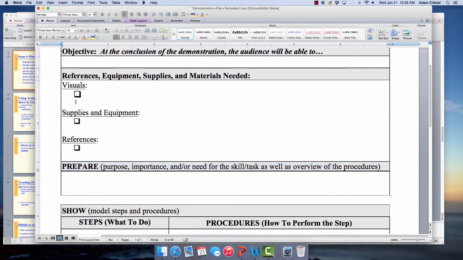While we're here, I want to talk about visuals, supplies, equipment, and references. These are things in part so that you have to make a list so you don't forget stuff on the day that you present. So visuals would be things like, if you have an electronic PowerPoint, if you have props, flashcards or handouts or whatever it is, this is where they would go. Supplies and equipment, kind of similar, like you might need a laptop, you might need, back to our shot example, needles and syringes, like that's a place that could go.